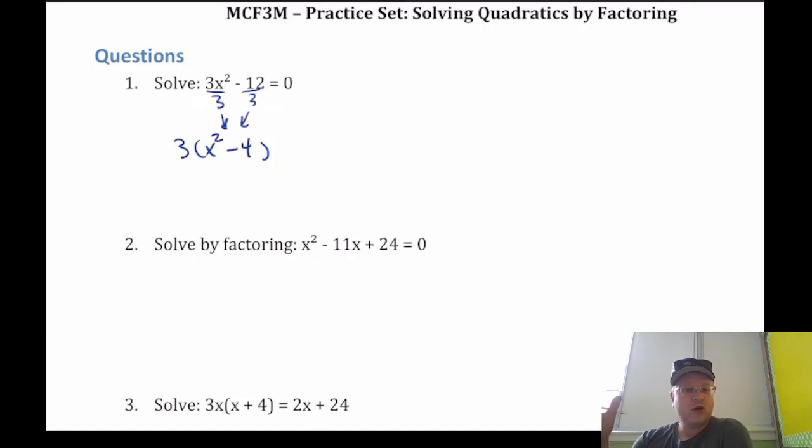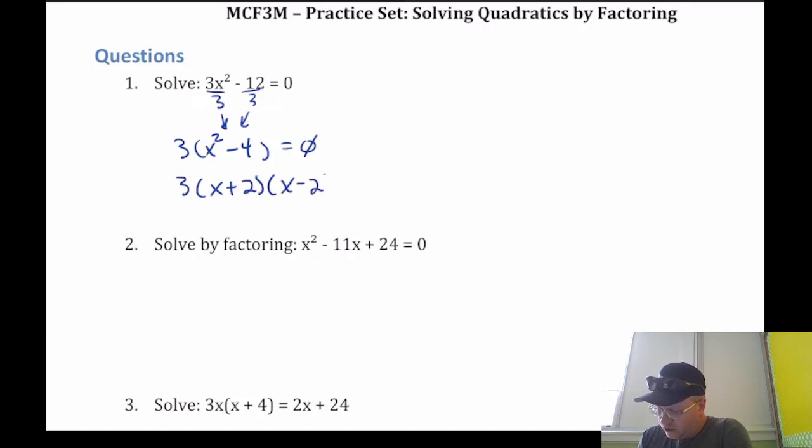So far, so good. We have not fully factored though. Hopefully you notice in the brackets we have a difference of squares, and so we can factor this some more. And so we're going to end up with 3(x plus 2)(x minus 2) equals 0.